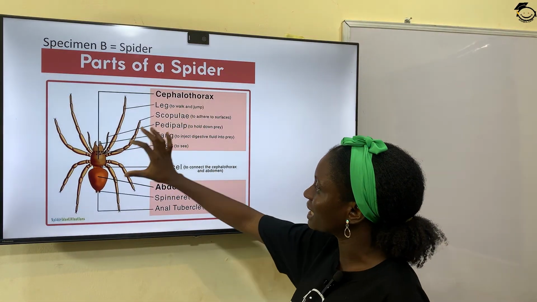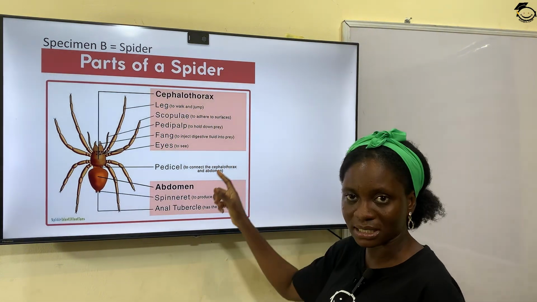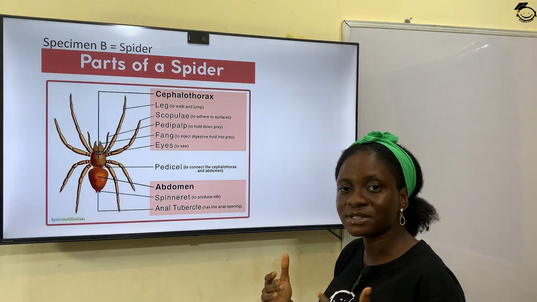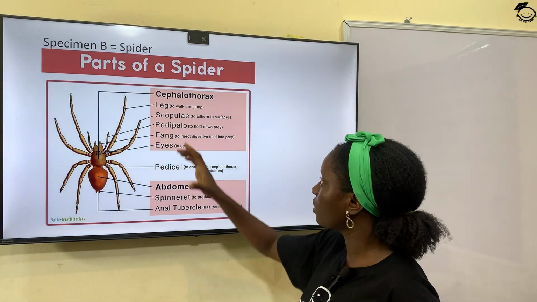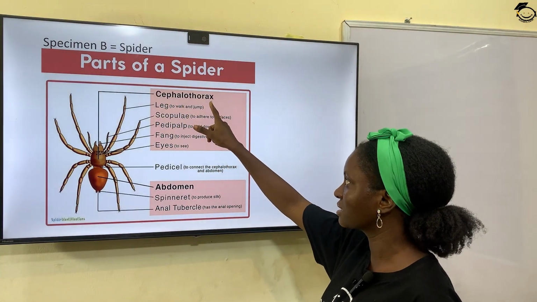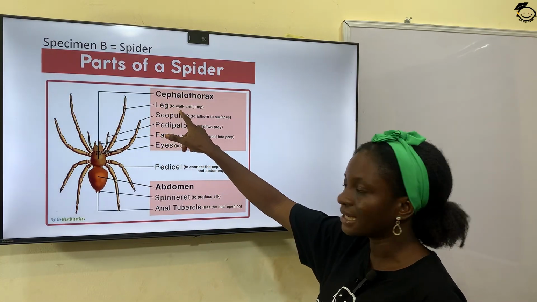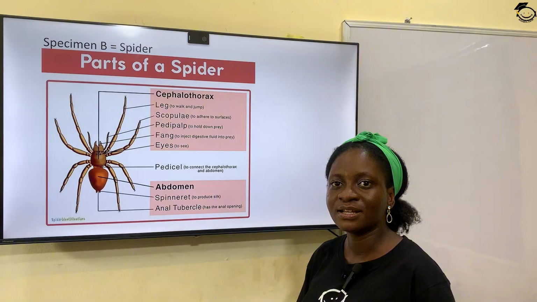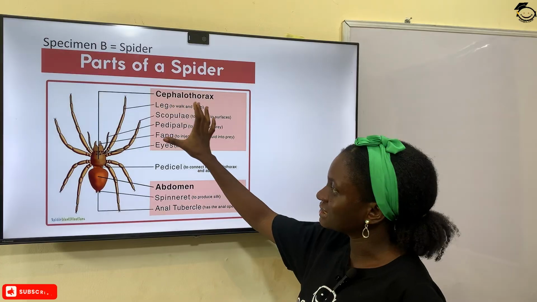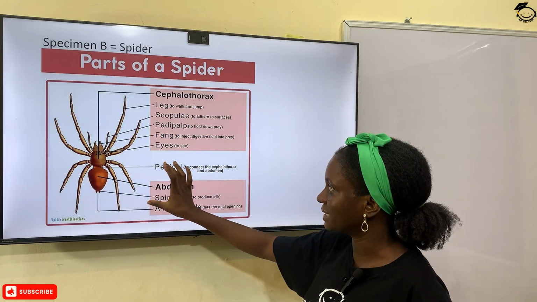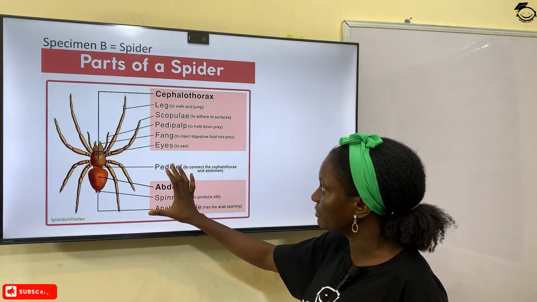The first part of the spider is known as the cephalothorax. The meaning of cephalon is the brain. So that's the fusion of brain and thorax, and this consists of the legs. For specimen B, spider, these are the different parts of the spider. You need to make sure the different parts are correctly labeled.